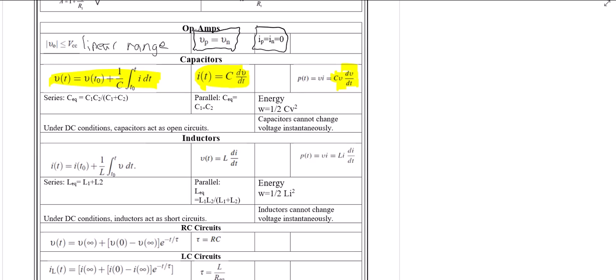And then, important in solving RC circuits, well, in solving any kinds of problems where you have a circuit with a capacitor, under DC conditions, capacitors act as open circuits. And very important, capacitors cannot change voltage instantaneously. They can change current instantaneously, they cannot change voltage instantaneously.